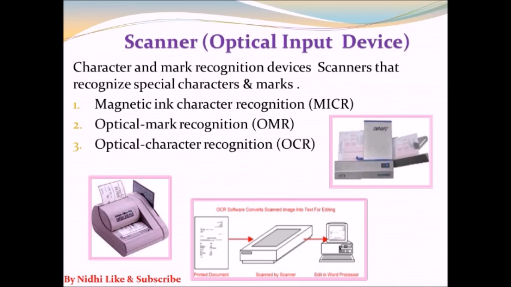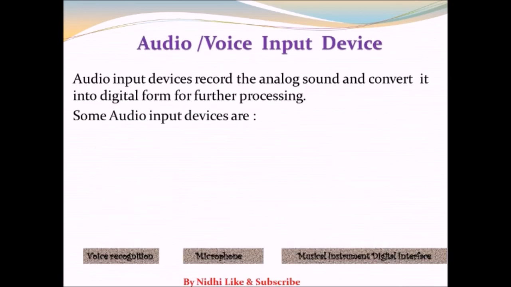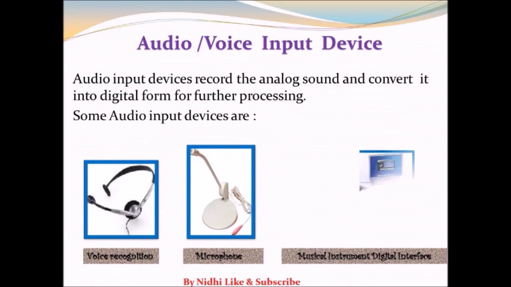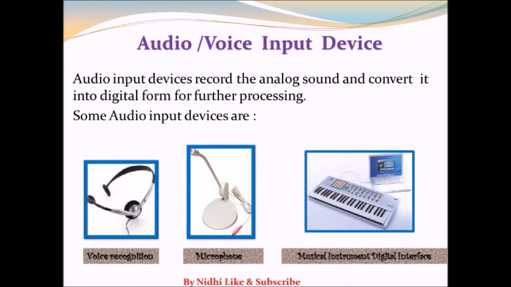Next category of input devices is audio or voice input device, a device that takes audio as an input in the form of an analog signal and converts it into a digital form, and is known as an audio input device. So here you can see that microphone is an audio input device, musical instrument digital interface is an audio device, and voice recognition is also an input device.